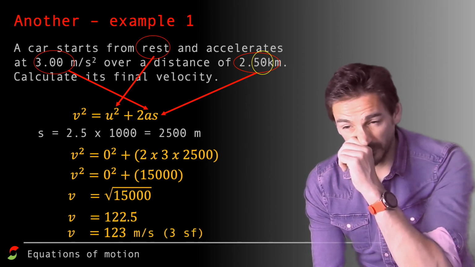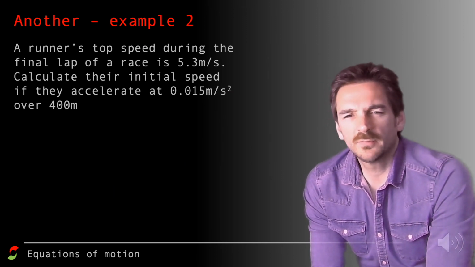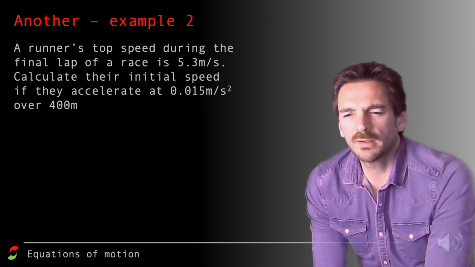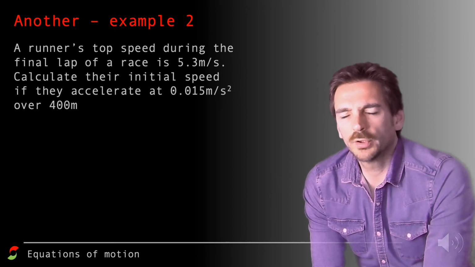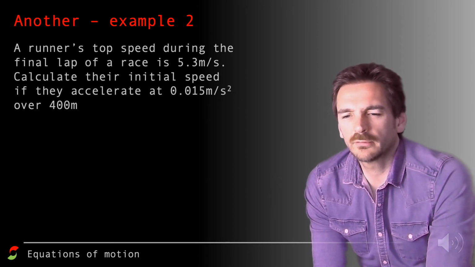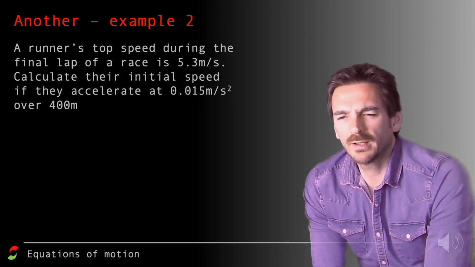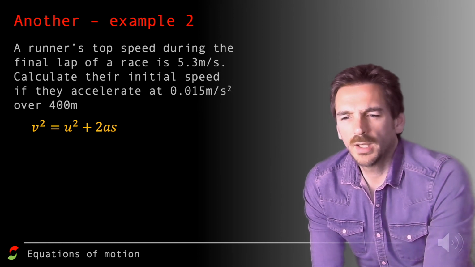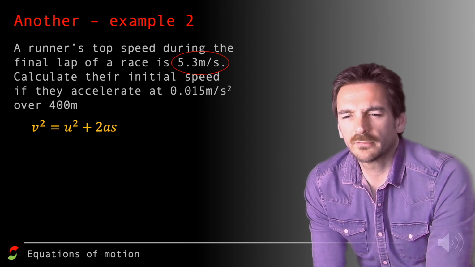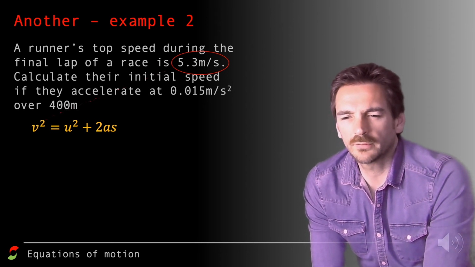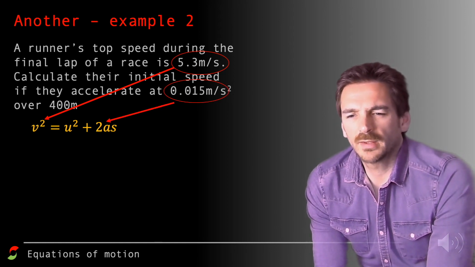Okay, so we'll look at a second example. So a runner's top speed during the final lap of a race is 5.3 meters per second. We're going to calculate the initial speed if they've accelerated in that final lap at 0.015 meters per second squared over a distance of 400 meters. Write the equation down and identify all the variables. Its top speed is 5.3 meters per second, so we're going to say that's going to be the final velocity, and that's going to be the acceleration, and that's going to be the distance.